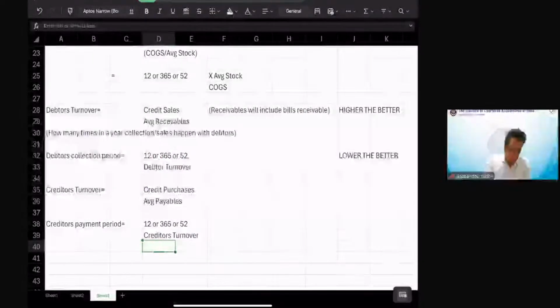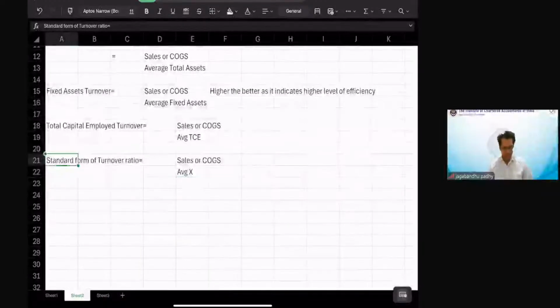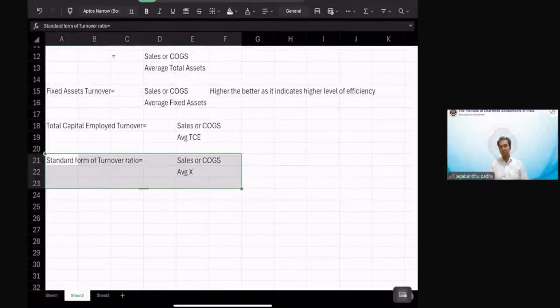Okay, so all the turnover ratios, as I said, they are always having this particular format. Sales or COGS upon average of that. If you have debtors, denominator is going to be average of debtors. If it's creditors, denominator is going to be average creditors, right?